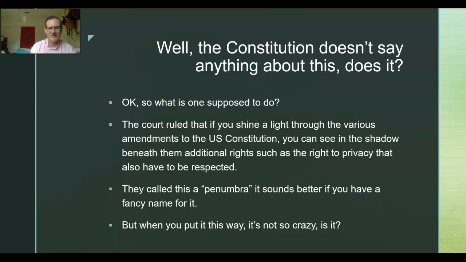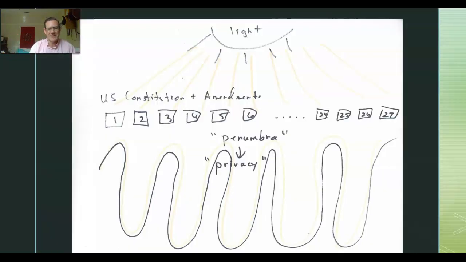There's a whole bunch of stuff going on. We don't know that much about it. Or it's new stuff, right? And so how are we going to take these old things and apply them to new problems? Well, okay, we're going to have to cast a light through them and see what shadow is showing underneath. So it looks kind of like this, right?